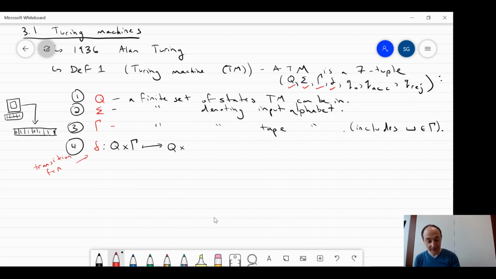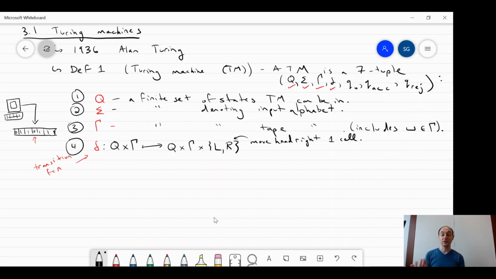And now wherever this head is, I can also overwrite that symbol. So I can output a symbol I'm going to write down. And finally, of course, I can move the head left or right 1 position. Otherwise, I'm always stuck at the same spot. And so typically, we just write L or R here. This means, for example, move the head right 1 cell. That's a standard definition we'll use.